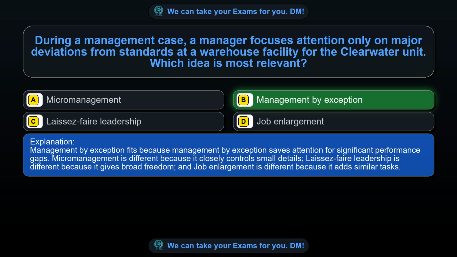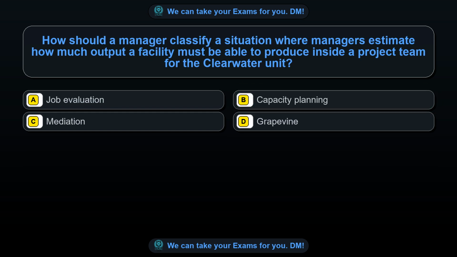Micromanagement is different because it closely controls small details. Laissez-faire leadership is different because it gives broad freedom, and job enlargement is different because it adds similar tasks. Question 59. How should a manager classify a situation where managers estimate how much output a facility must be able to produce inside a project team for the Clearwater unit?